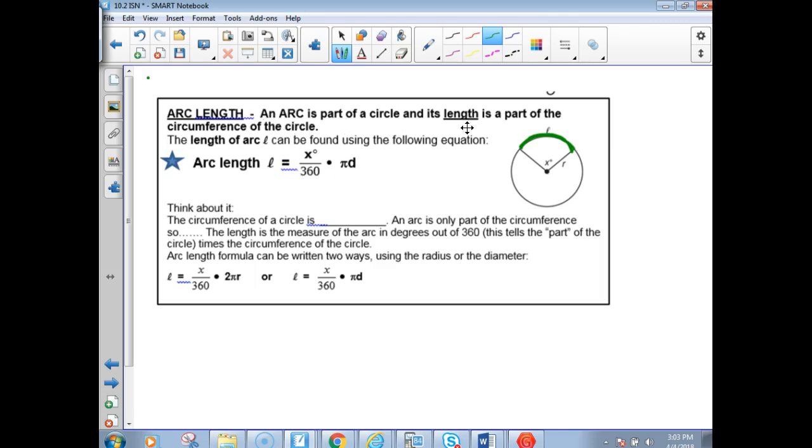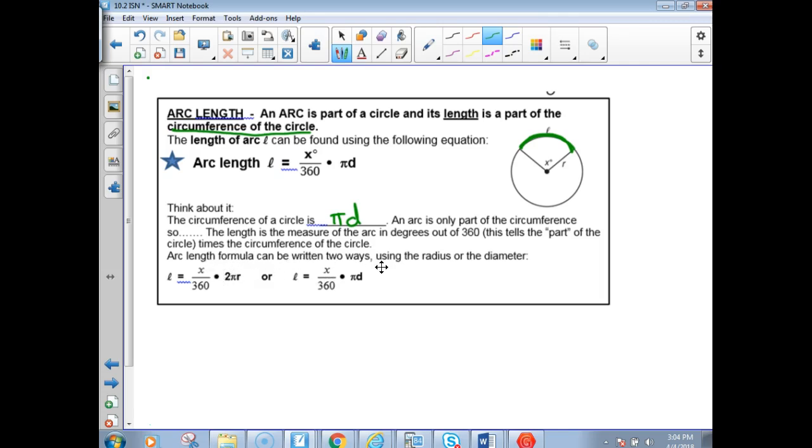An arc is part of a circle, and its length is part of the circumference of the circle. So before I even explain this formula, think about it. The circumference of a circle is pi times the diameter. We talked about that yesterday. An arc is only part of the circumference. So the length is the measure of the arc in degrees out of how many degrees in a whole circle? 360. That's why it's going to be that degree measure out of 360, because that tells you the part of the circle that you want. And then you multiply that times the circumference of the circle, and that'll give you a piece of that circumference.